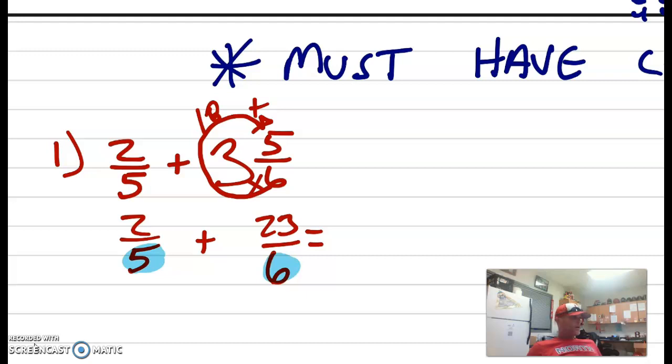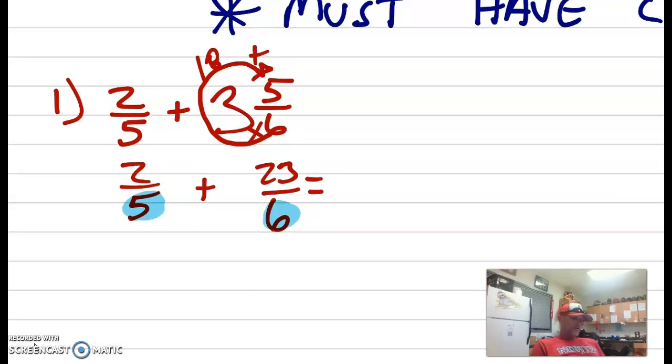6, 12, 18, 24, 30. All right, 30. I heard 30 twice, so that means our new denominator is going to be 30. Just change them both to 30. So how did we get from a denominator of 5 to a denominator of 30? You would have multiplied by 6.